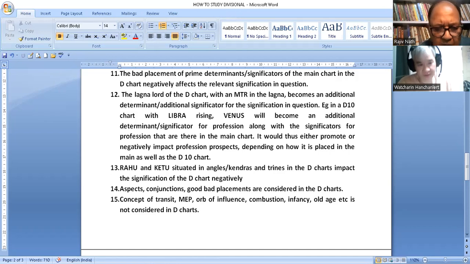Okay? The concept of transit, MEP, orb of influence, combustion, infancy, old age, etc., is not considered in D charts.